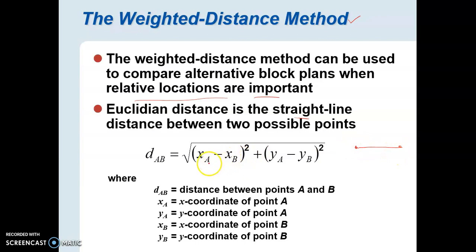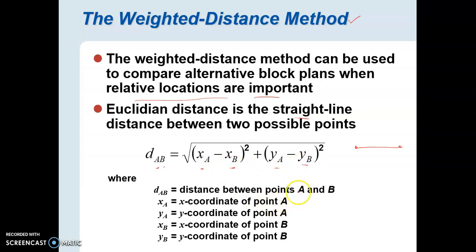This is the formula with which it is denoted, which is d AB. A is one point and B is the other point. So (xa minus xb) squared plus (ya minus yb) squared. These are the coordinates: the x coordinate and y coordinate of A, and again the xb coordinate and yb coordinate.